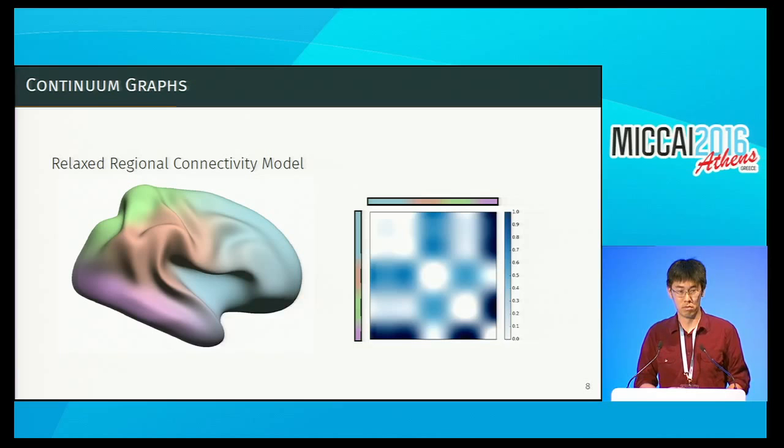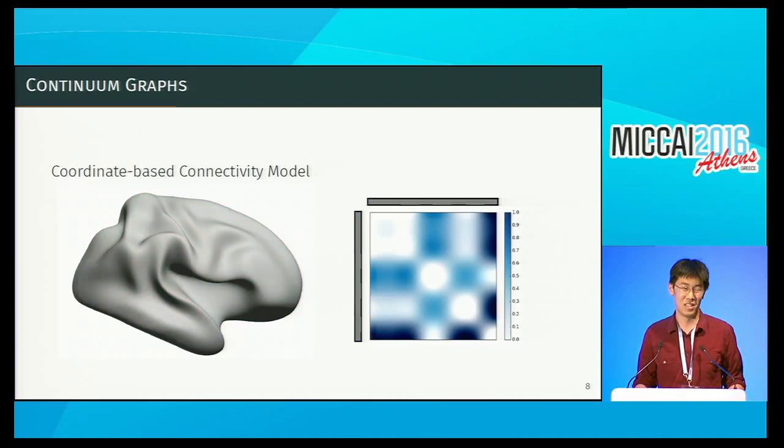Now, this may not be true in every case, but if we can imagine this fuzziness in some cases, we could then imagine a fuzzy adjacency matrix, or perhaps an adjacency function. And if we're imagining an adjacency function, then we can imagine a coordinate-based connectivity model, so an adjacency function over the coordinates of the surface.